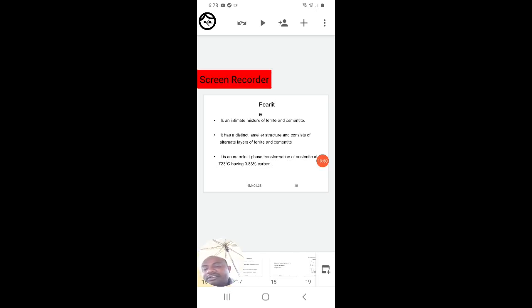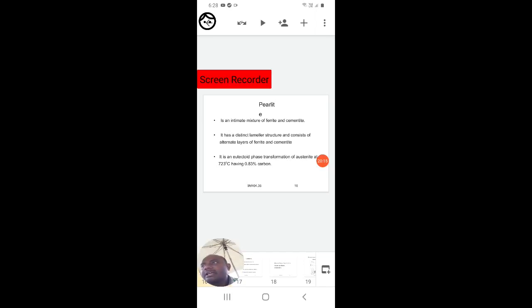Invariant reactions are found in the iron carbon equilibrium diagram. There are three types of invariant reactions. First one eutectoid, next eutectic, next peritectic.